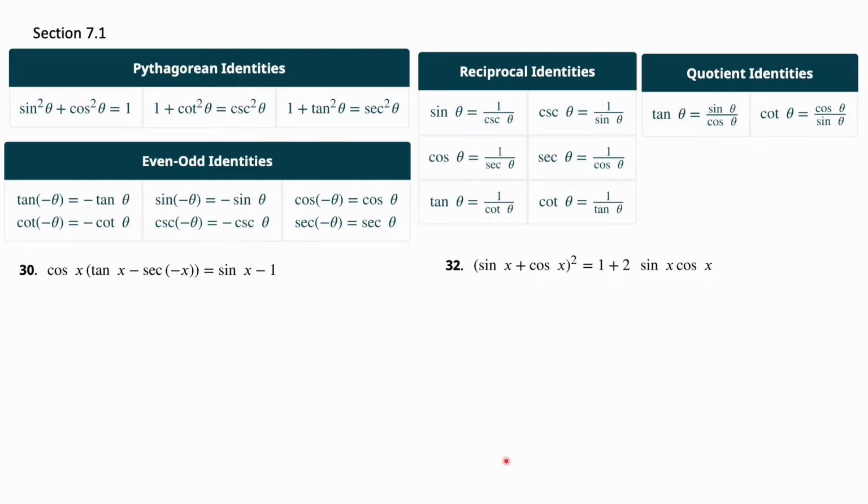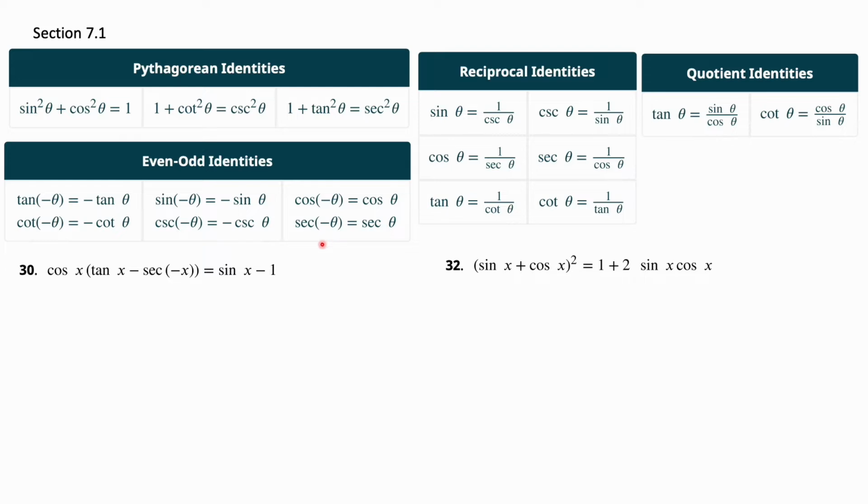These are just another way to define the six trig functions. You can also define the tangent as sine over cosine and cotangent as cosine over sine. Even and odd functions. These are all stuff from earlier in the previous chapter.